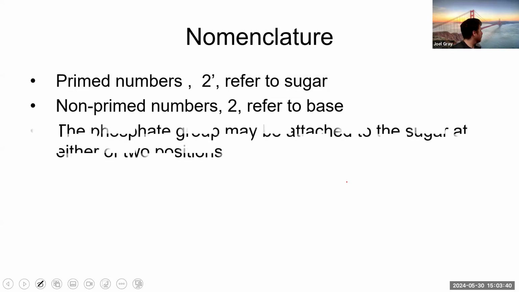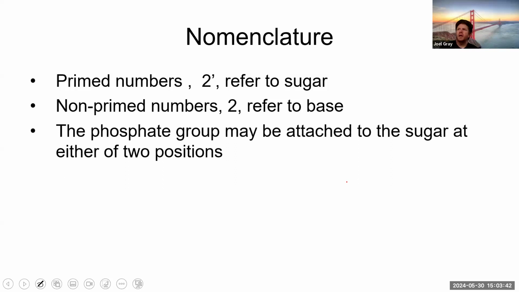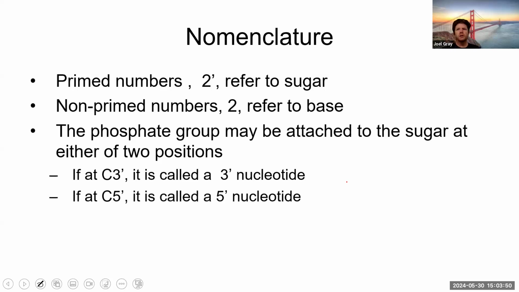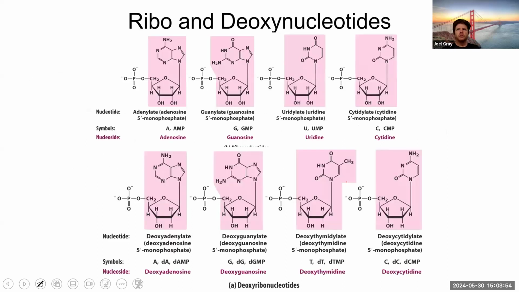Cool. Okay. The phosphate group may be attached to the sugar at either of 2 positions. If at C3', it's called a 3' nucleotide. If at 5', it's called a 5' nucleotide. We have our ribonucleotides on the top, and on the bottom, we have our deoxyribonucleotides.